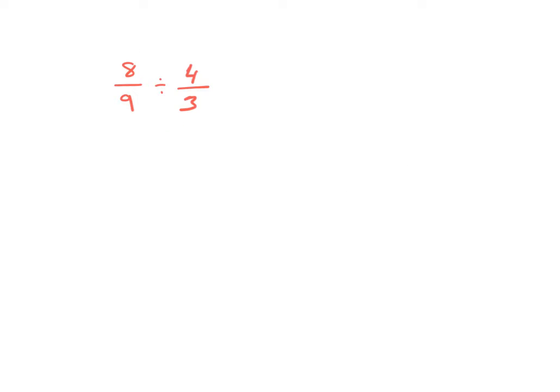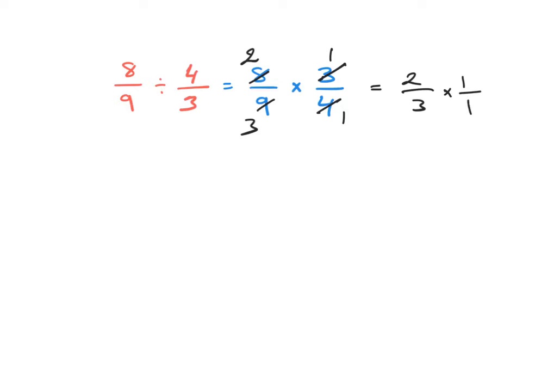All right, so we're gonna take this example, 8 over 9 divided by 4 over 3. We're gonna keep the first fraction, 8 over 9, then change the division to multiplication, and flip the second fraction. Now we can simplify. 4 goes into 8 twice, and 3 goes into 9 three times. So we have a 1 here and a 1 here, and we come up with 2 over 3 times 1 over 1, which is 2 over 3.